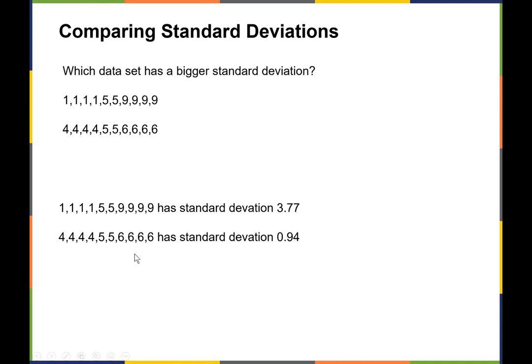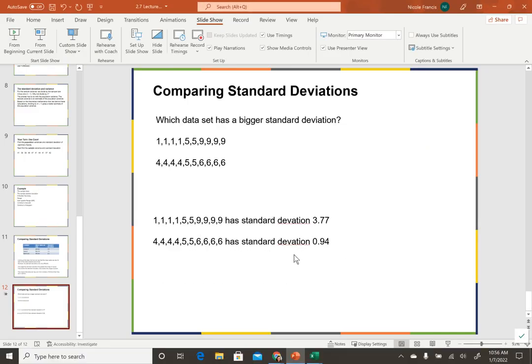Both of these have a mean of 5. That gives you a standard deviation of 3.77. These guys are all really close to the mean of 5. It only has a standard deviation of 0.94. So again, remember, bigger standard deviation, bigger range of values of your data. Smaller standard deviation, smaller range of values of your data, and your data is going to sit closer to that mean. That's all for section 2.7.